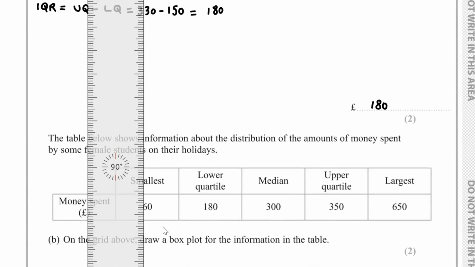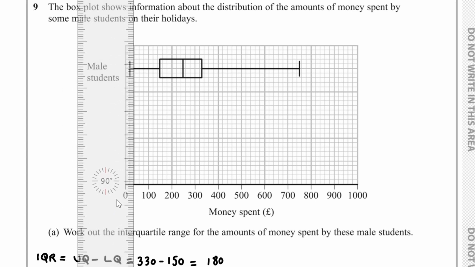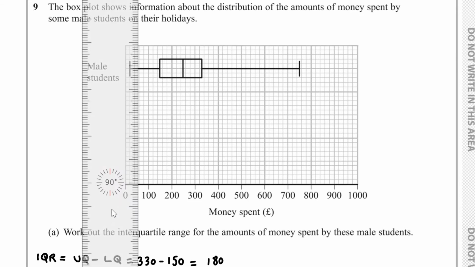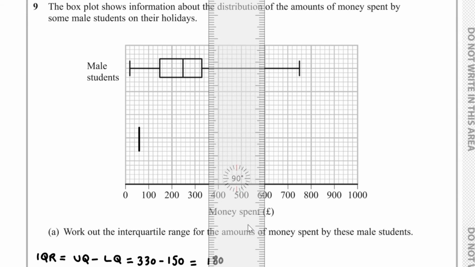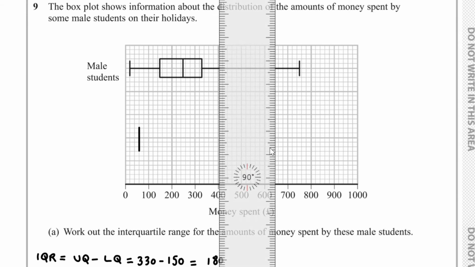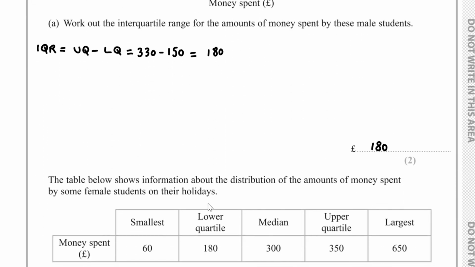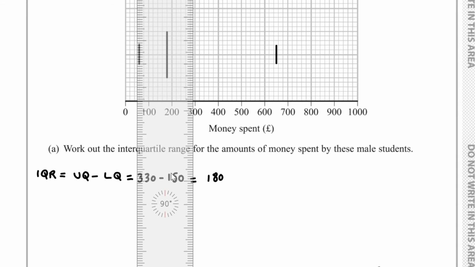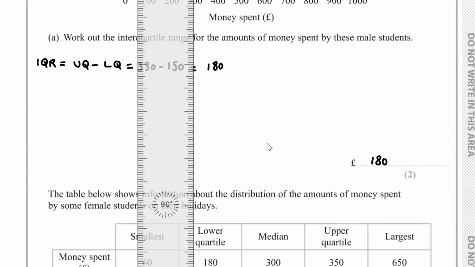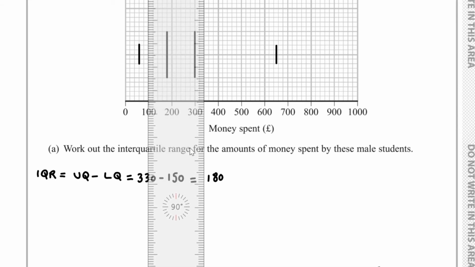So first of all, we know that the smallest value is 60, so if we find out where 60 is, we've got 60 over here. Okay? So here we've got the smallest value. Then for the largest value we've got 650. So 600 is here and 650 is halfway between 600 and 700. So here we've got 650. Okay? Then we've got the lower quartile, which is 180. So 180 is over here. The median is 300, so 300 is over here. And 350 is what we get for the upper quartile, so that's halfway between 300 and 400.